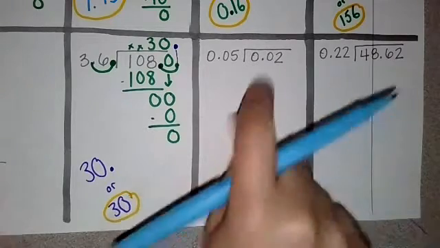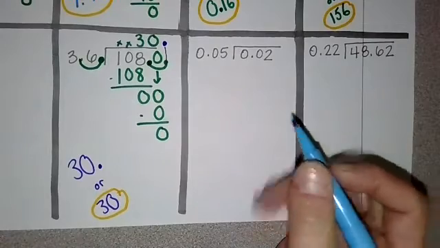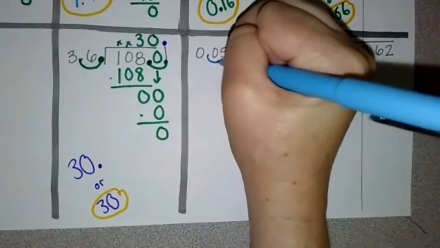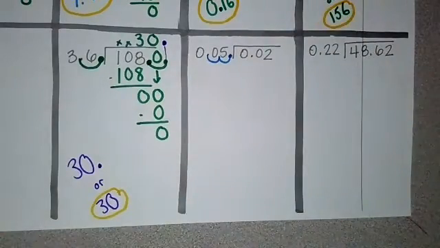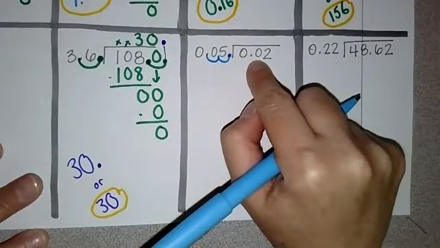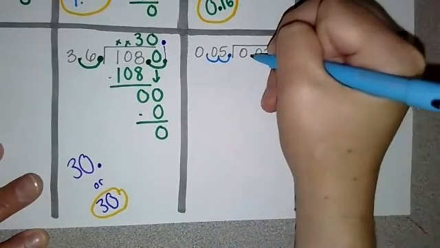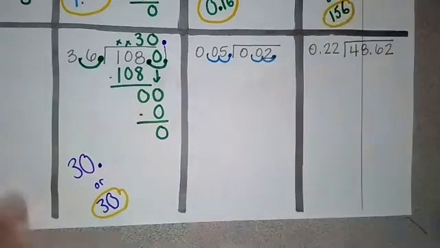Sydney, before I divide this one, what do I have to do? Very good. I'm going to move it 1, 2 places. Sydney said move it behind the 5. And Sydney, if I move this 2 places, how many places do I have to move that decimal? Good. 1, 2. I'm going to put it behind the 2.